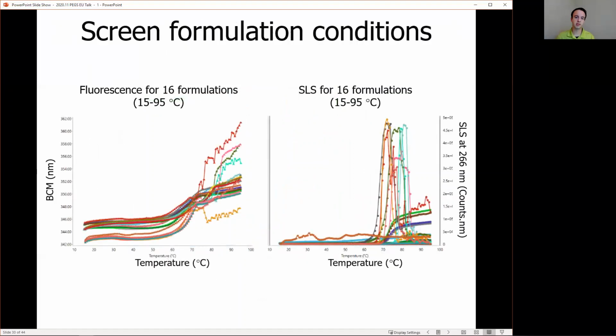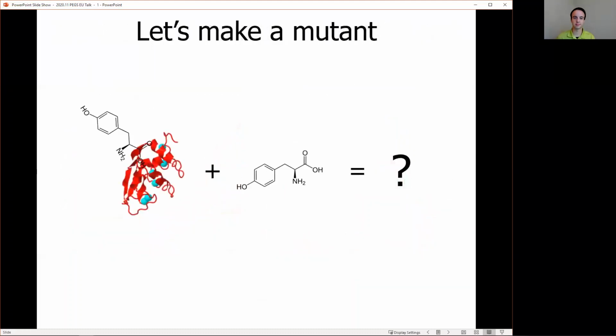And using this kind of information on UNCLE, we can quickly screen not only proteins, as you just saw, but also formulation conditions to understand unfolding and aggregation very quickly across a panel of formulations. Okay, so let's take a look at an example.